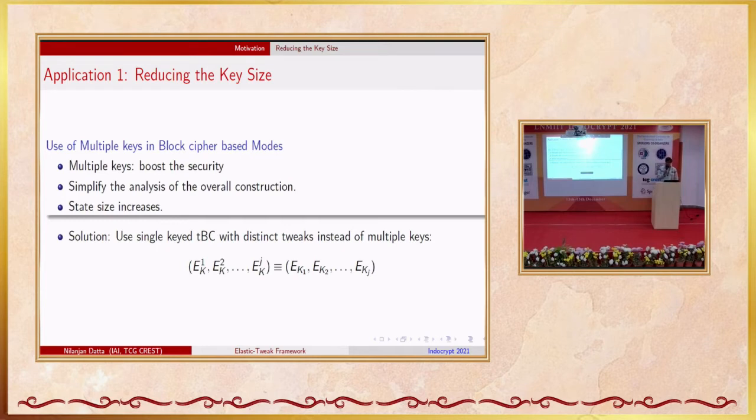However, the problem with using multiple keys is that the state size increases because you have to store all the keys. One possible simple solution is to use a single keyed tweakable block cipher, where instead of different keys like K1, K2, up to Kj, you use a single key K and use different tweaks like 1, 2, up to j. So this may be one solution.